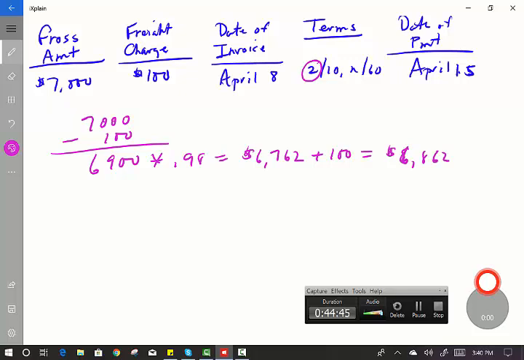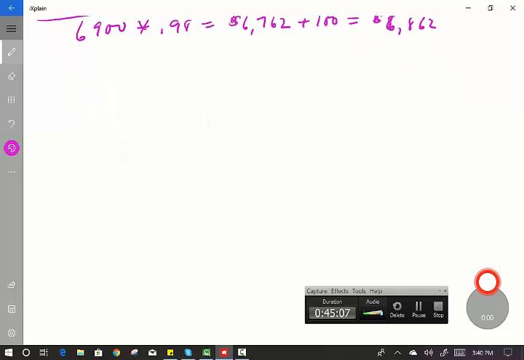Okay, I'm going to move on down and skip a few right there because those are very similar. But the main thing is to subtract your freight charge out to calculate your discount, and then add it back in to apply the net price that the buyer owes once they receive the goods.